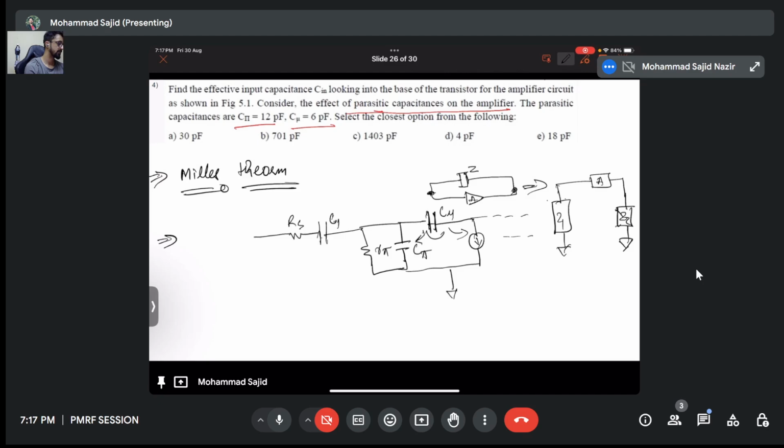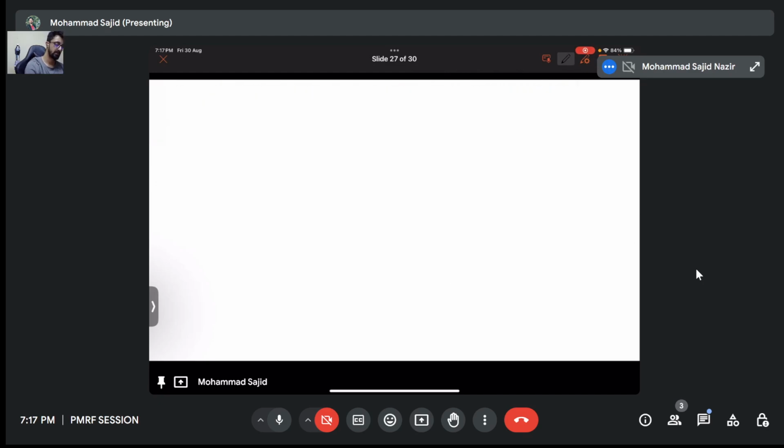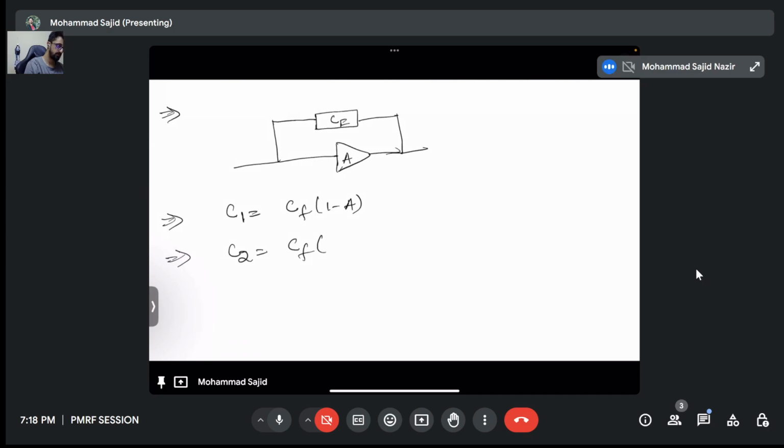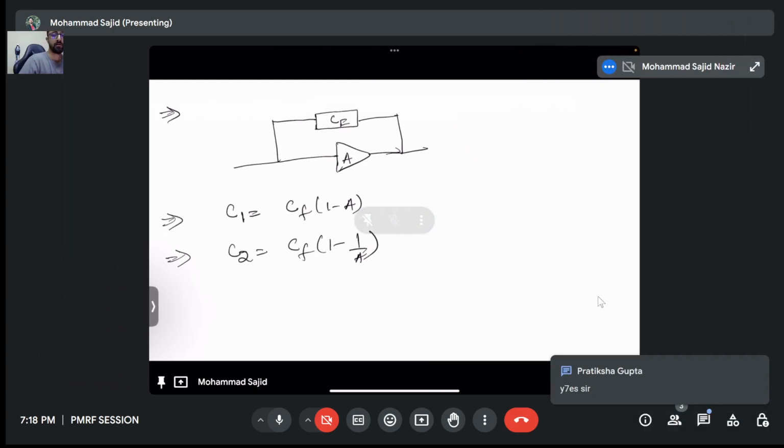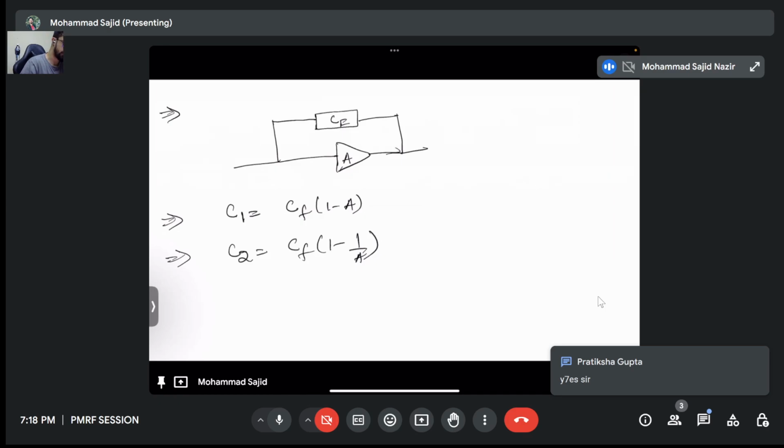What are the formulas? Let me just draw the circuit. If you have a capacitance, say CF, and this is for an amplifier of gain A, then C1, that is this capacitance at the input, will be equal to CF(1 minus A), and C2, that is the capacitance at the output, will be CF(1 minus 1 by A). Remember these formulas? You may have gone through the lectures. So these are the formulas to calculate the capacitances.